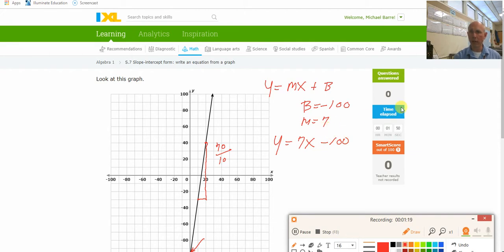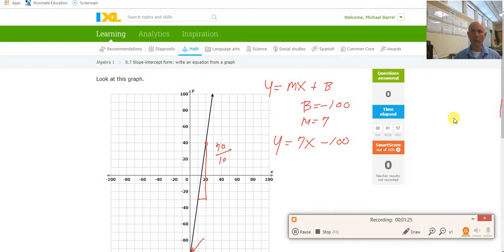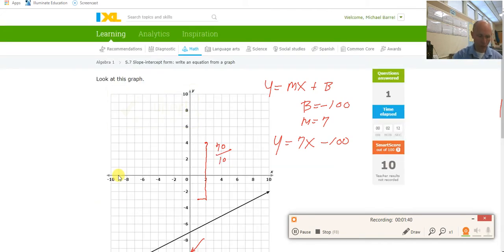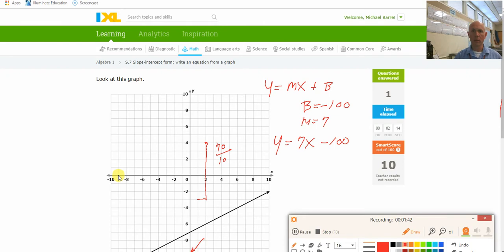Okay, let me scroll down and see if I can actually put that in somewhere. Oh, I'm still writing. Okay, get out of the writing mode. I'm out of writing mode. So I have it as y equals 7x minus 100. How'd that work? Super. Okay, I'm going to clear this off.